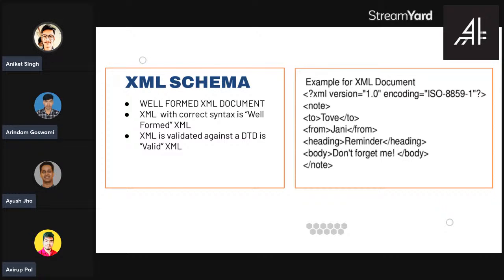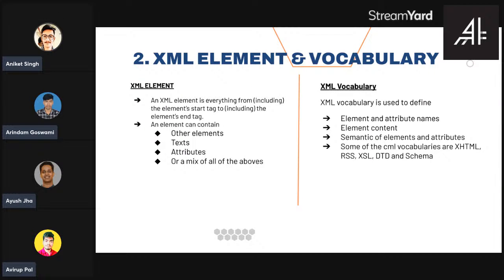As you can see in this example XML document, first of all we have to write the XML version with its encoding type, and then we have to define all the things that we want to discuss in the XML. These are some tags: note, to, from, heading, and body. The heading and body are used to define the heading and body to get into the data of the document. In the next slide we will discuss XML elements and vocabulary.